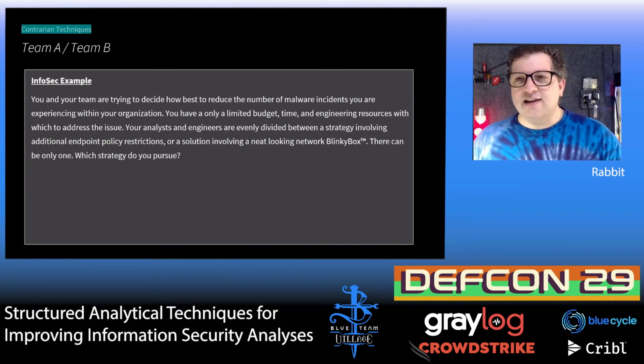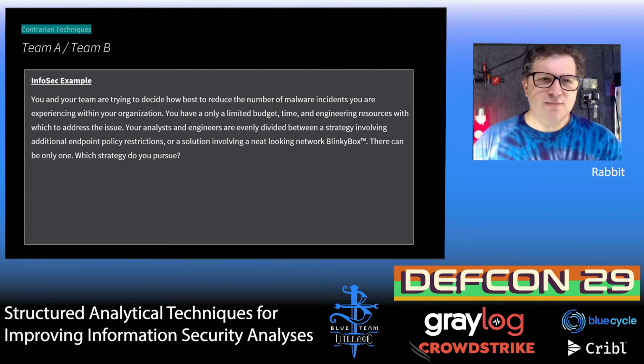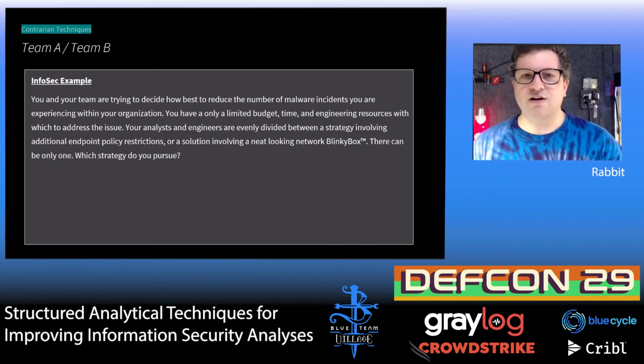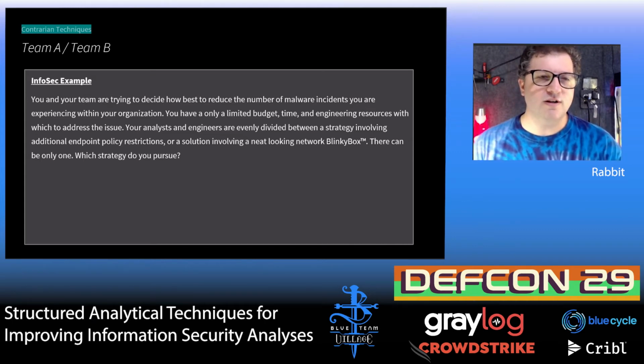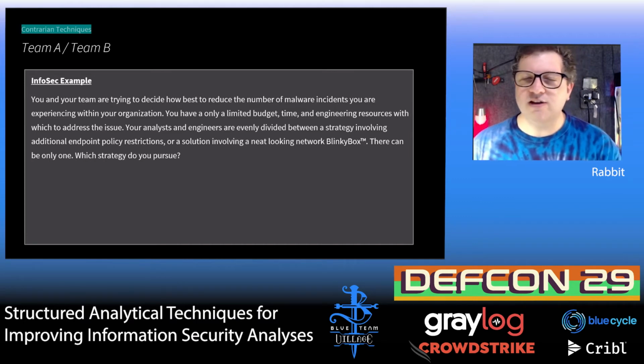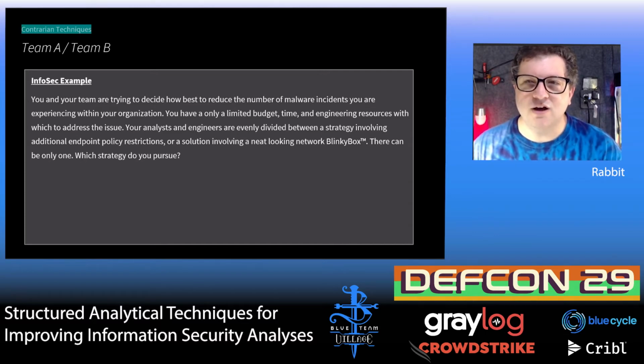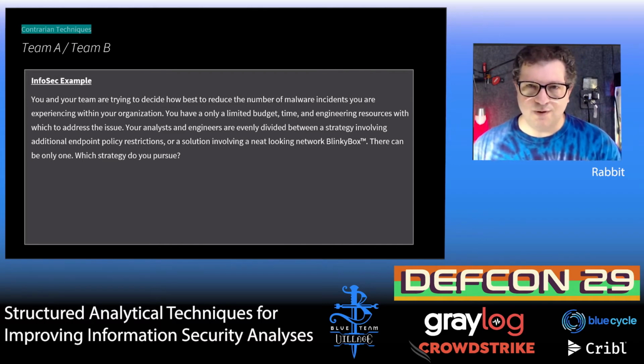So how might you use that in information security? You and your team are trying to decide how best to reduce the number of malware incidents you're experiencing within your organization. Let's say you have limited budget and time and engineering resources, and you can only really go with one thing. One group of your analysts wants a strategy involving endpoint policies, updates, changes to something on the endpoint. And the other group of analysts really thinks that the right way to go is to put money into some network blinky box, anti-malware boxes that can stop stuff before it even gets to the endpoint.